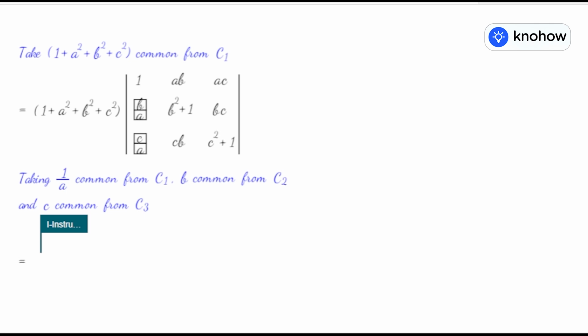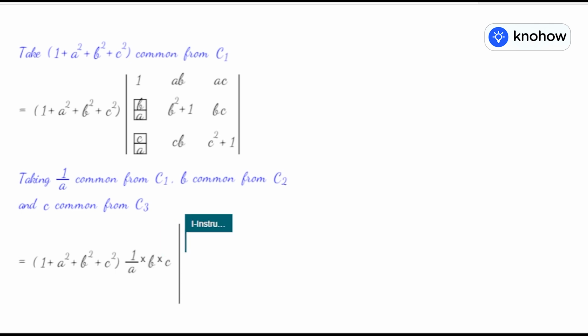Already you have 1 plus a square plus b square plus c square. What are we doing? We are taking 1 by a common from column 1, b common from column 2, and c common from column 3. And you are left with 1 by a common from column 1, which means 1 divided by 1 by a will make it a, and of course b and c here you get.